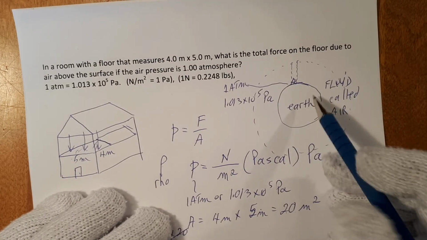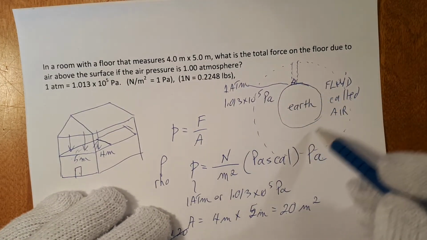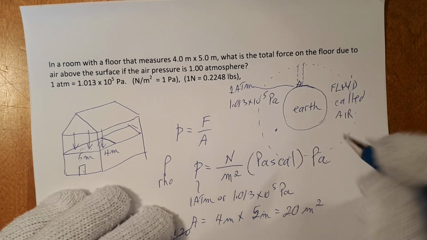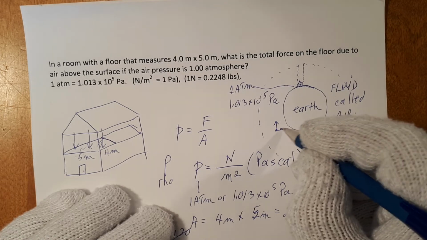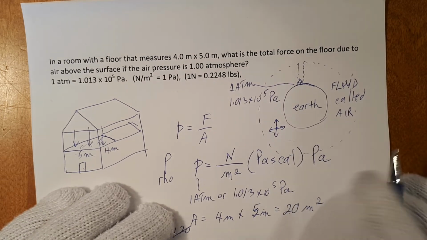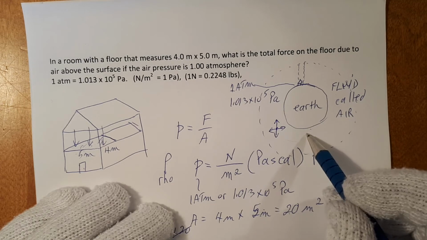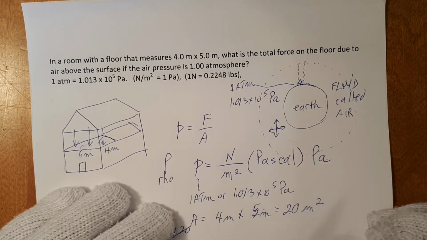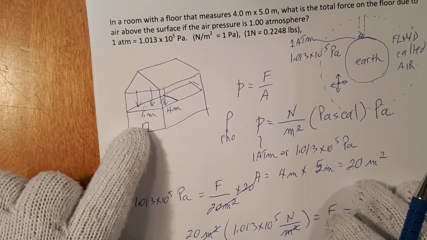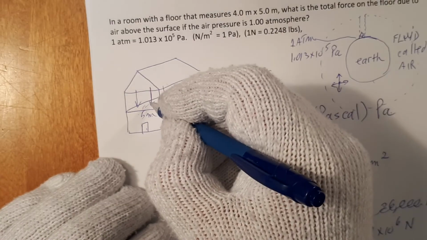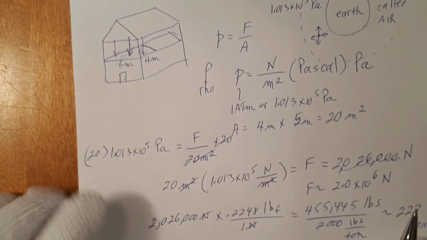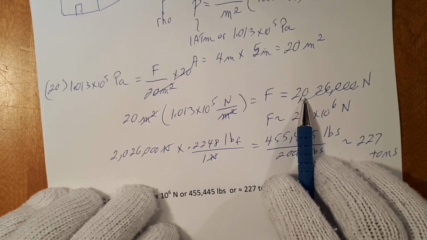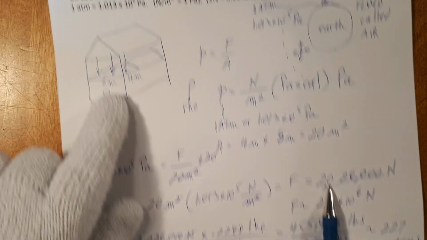Remember what I said here earlier? We live in this fluid called air. And air is everywhere. It's all around us. And because it's a fluid, it will exert pressures in all directions. At the surface of the Earth, the pressure being exerted in all directions is 1 atmosphere. So if we were to look at the force being pushed down, in terms of newtons or pascals, 2 million newtons is all the force being pushed onto the floor.